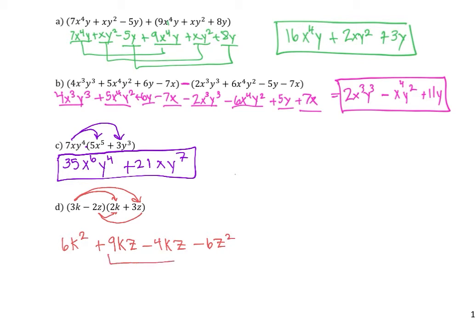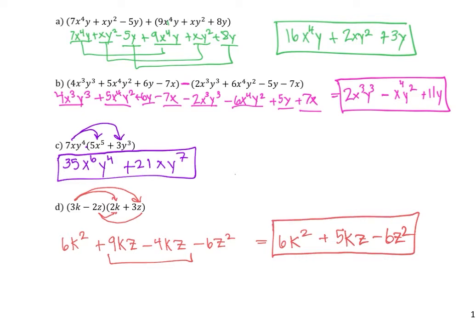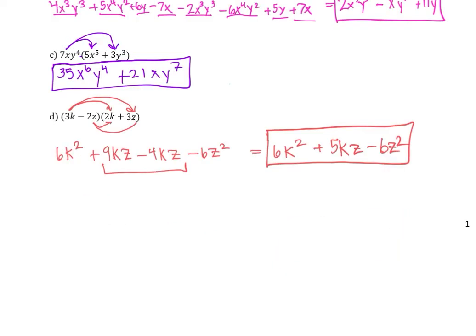All right, we just combine like terms and we are left with 6k squared plus 5kz minus 6z squared. And there we go. Let's move on to the next page.